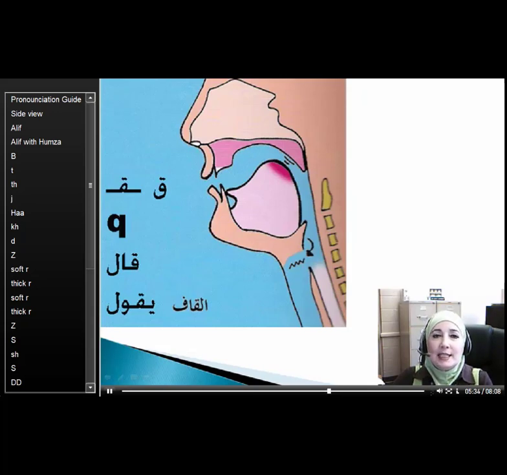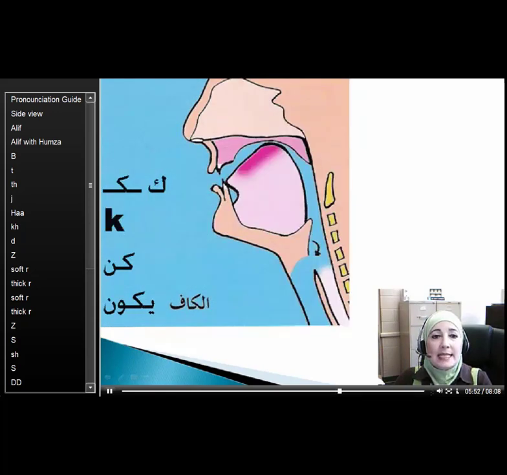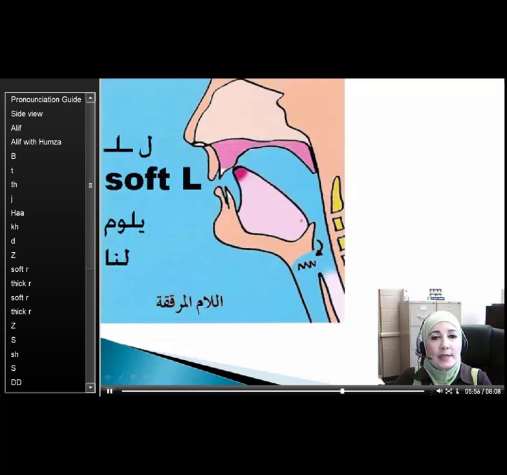Qaf. Hard sound, really hard sound, because even if we put Q it's not Q like it's not queen. It's not ka, it's qa. Look where it is and this one almost has a vibration.